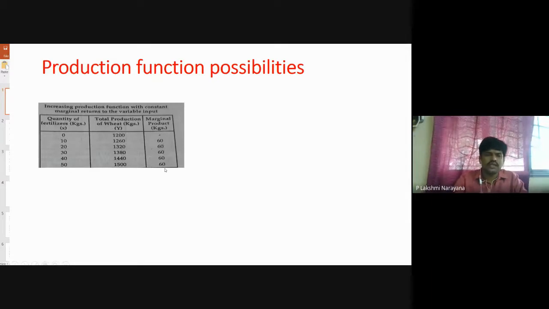So that's why, when the farmer is using fertilizer at a constant rate of change, the marginal product is also constant. But production is increasing. That's why we are reading this title as increasing production function with constant marginal returns to the variable input.